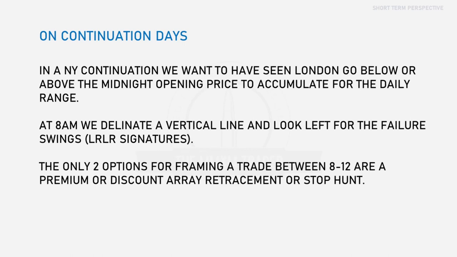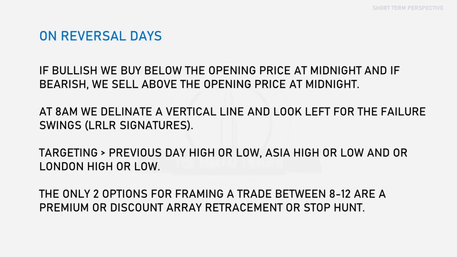So at 8 a.m. we delineate a vertical line, and we look left for failure swings, right? Remember back in the core concepts, we've got those LRLR signatures, low resistance liquidity runs, failure swings, equal highs, equal lows, trend line, and all that kind of stuff. The only two options for framing a trade between 8 and 12 are premium or discount array retracements or stop hunts. So on reversal days, if we are bullish, we want to buy below the opening price at midnight, right? And if we are bearish, we want to sell above the midnight opening price.